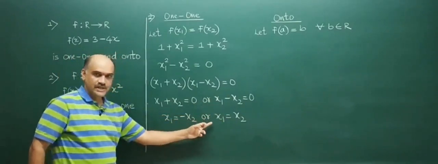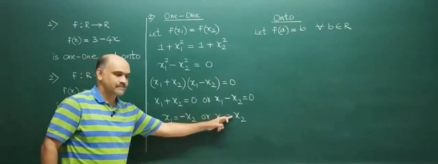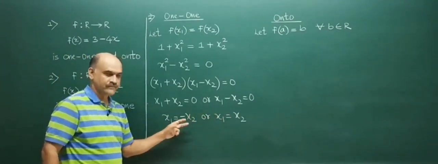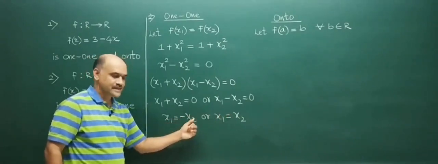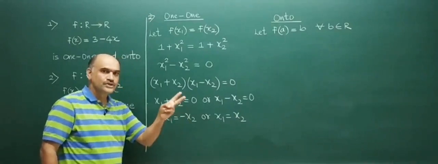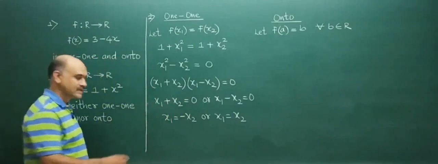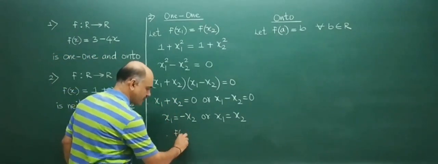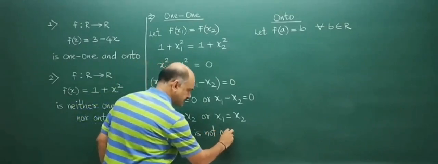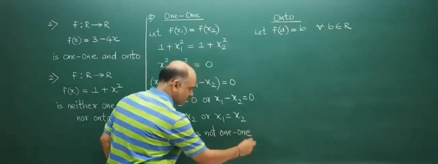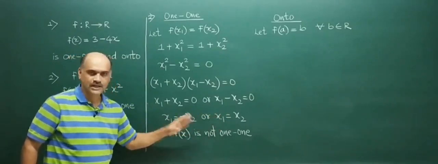So if you observe here, you are getting two values of x1, that is plus x2 and minus x2. Either it is plus x2 or minus x2. So if you are getting more than one value, then it is not 1-1. Therefore f of x is not 1-1, because you are getting more than one value for x1.